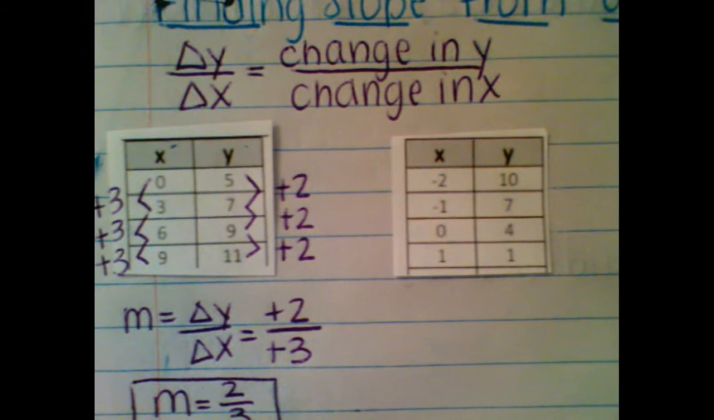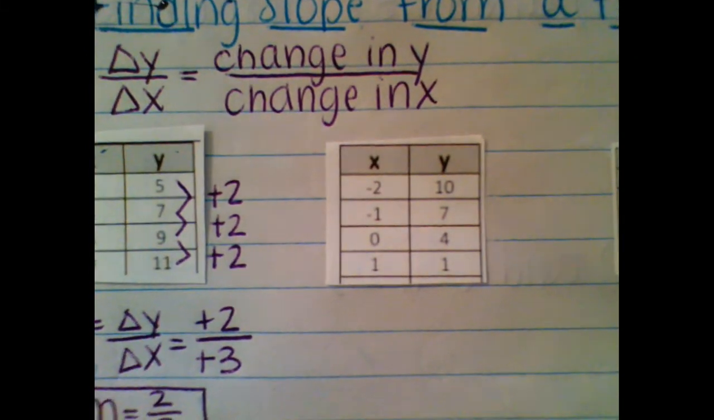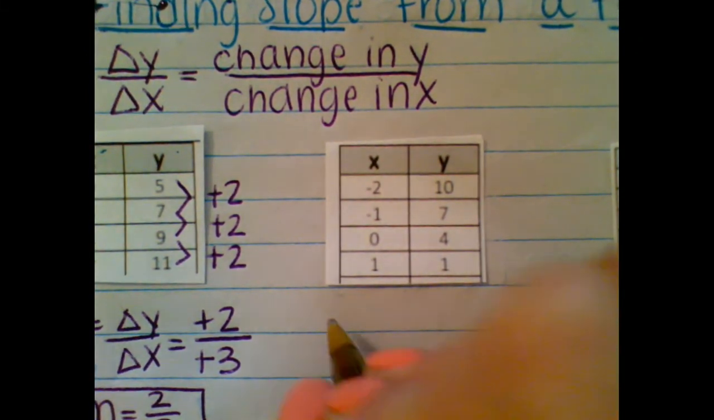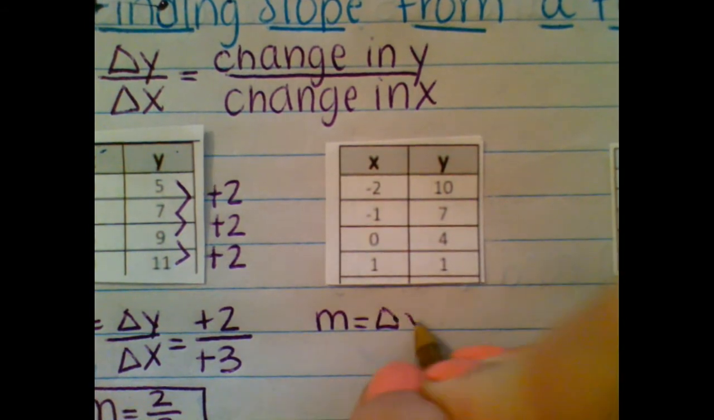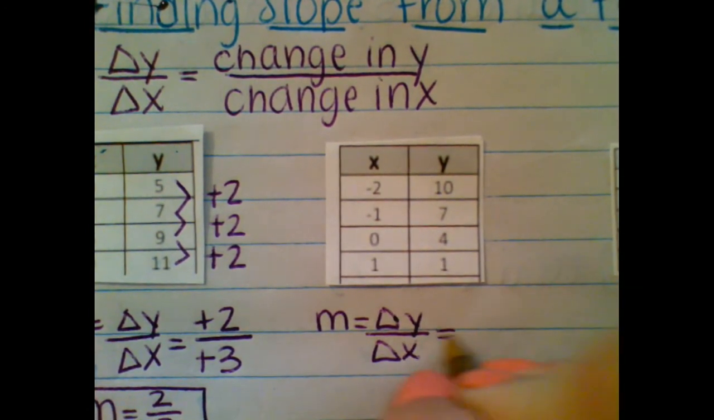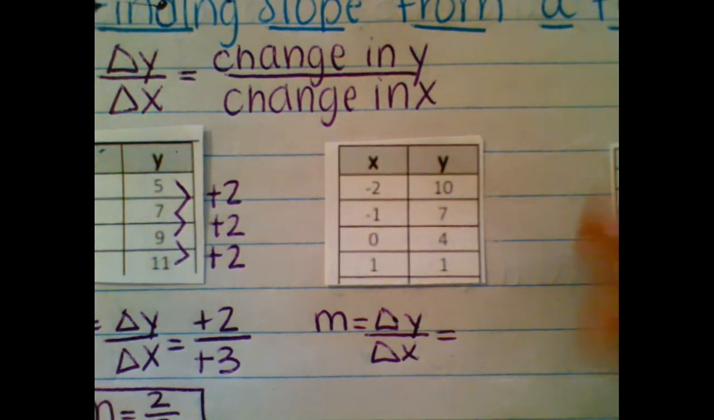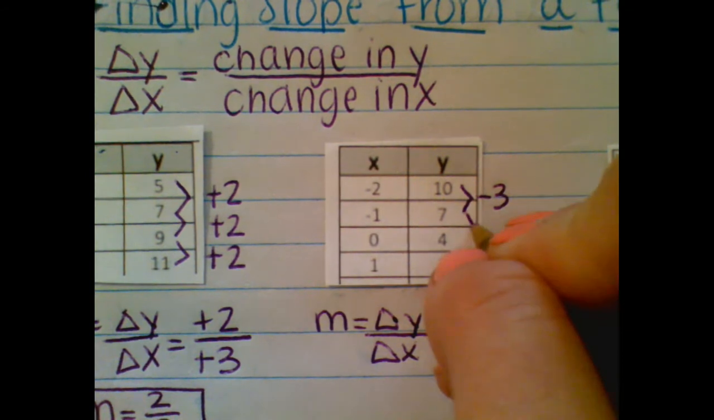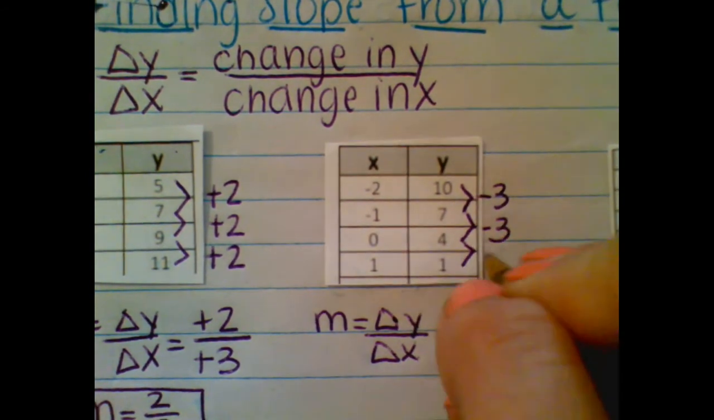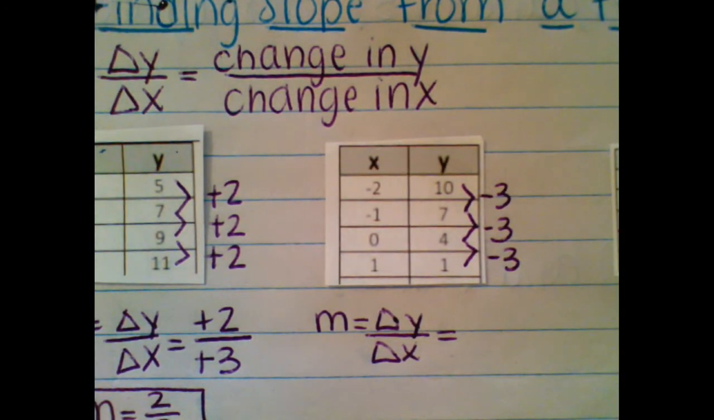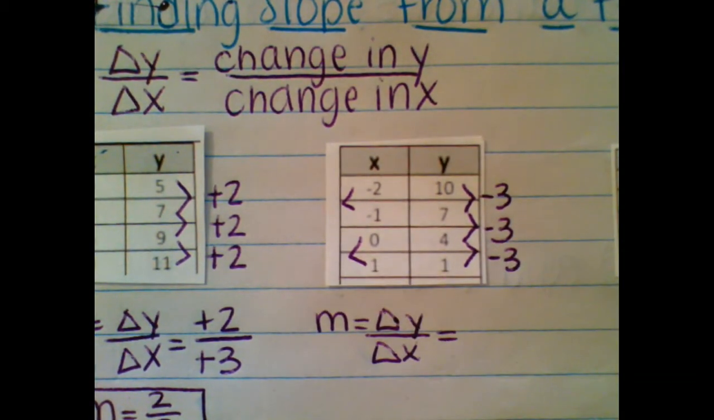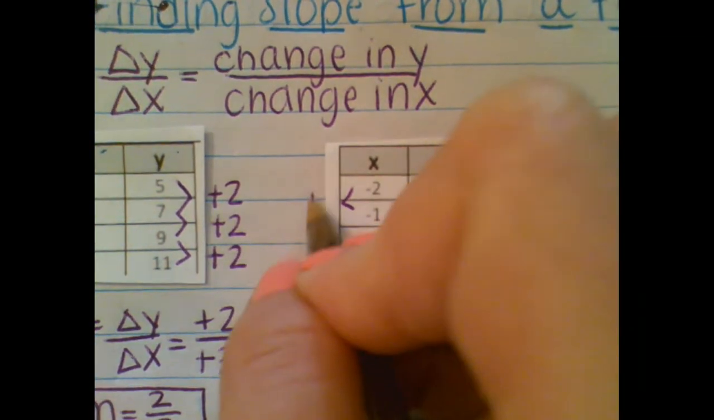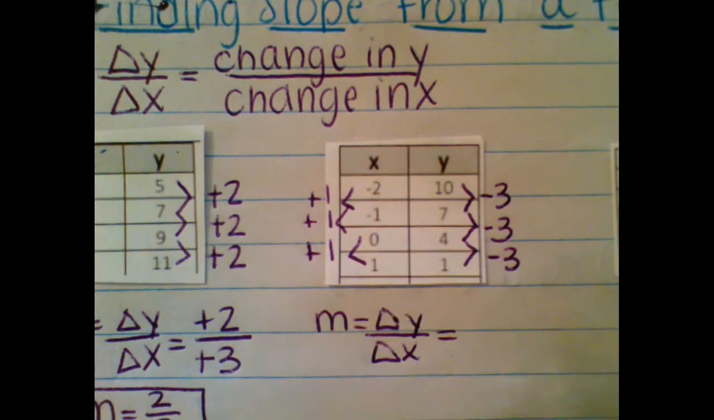Okay, the next one. This one looks a little bit different. Again, I'm going to do the same thing. So I want my y's over my x's. Sometimes some of you switch that, so the more you write it, the more you're going to remember. To get from 10 to 7, I subtract 3. Same with 7 to 4. Same with 4 to 1. To get from negative 2 to negative 1, that one sometimes is a little hard for people. Remember, you can check another one. If 0 to 1 is easier, you can do that. But in both cases, I am adding 1.